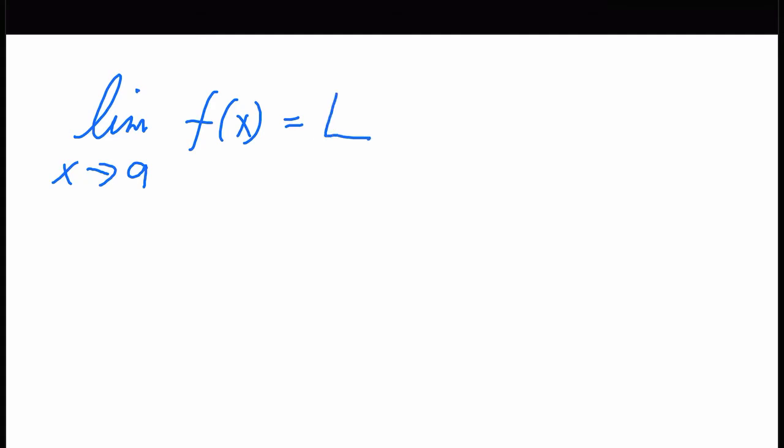So we're always going to write things out something like this. The limit of x as it goes to a of a function equals L. The limit. Okay? So a limit, we write it out this way.